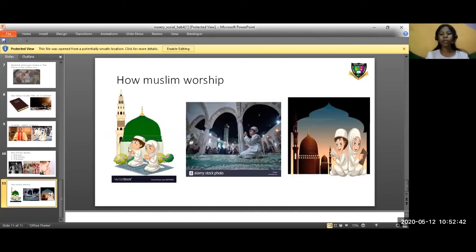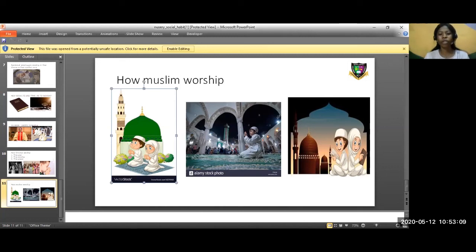Then how do Muslims worship? See a picture of a boy and a girl kneeling down on the mat. They fold their legs. They did not close their eyes. Muslims don't close their eyes when praying. They open their eyes while praying to their God. They kneel down and pray to God.